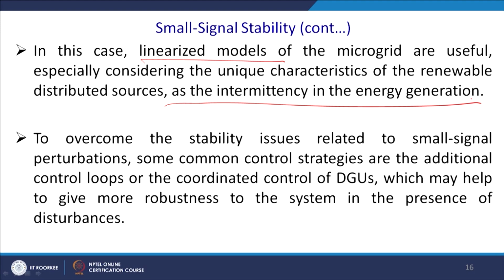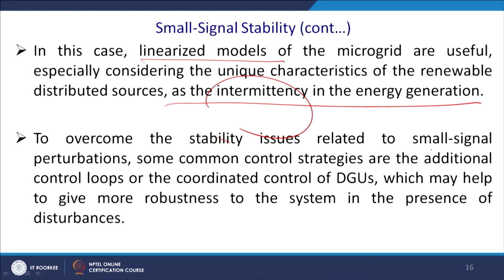So, it may change all of a sudden. Solar irradiation may change, wind may change, the SOC of the battery may change, and thus to account for this intermittency, which comes into the picture, it can be well captured by the linear model.